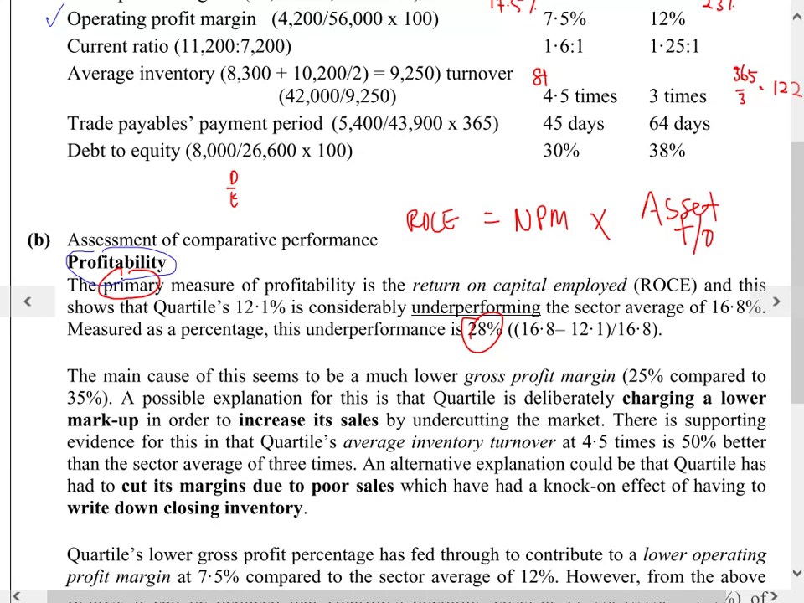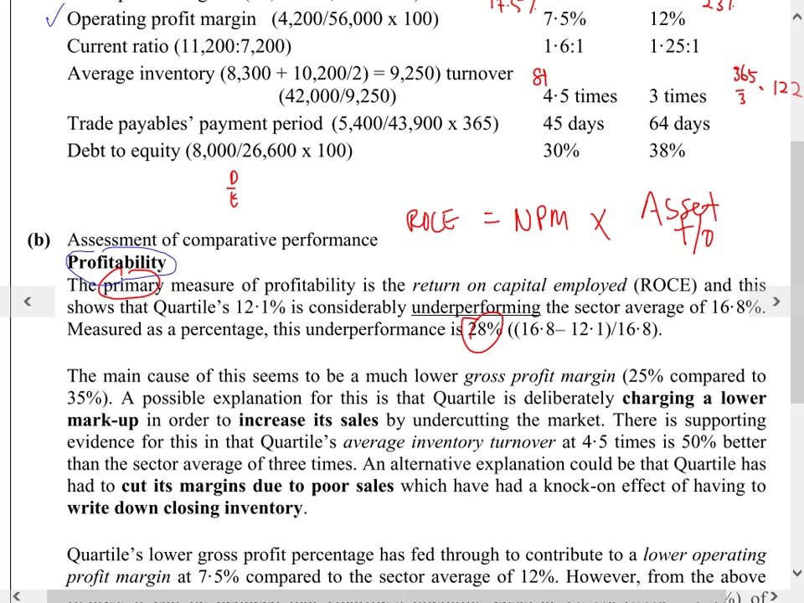So undercutting the market. And there's supporting evidence for this: average inventory turnover is 4.5. Then we try to link the ratio. 4.5 times means 81 days compared to the sector's 1 to 2. Yeah, our turnover is faster. Forget about whether it's 50% better or not. In this case, how do we get 50? 4.5 minus 3 is 1.5. So it's 50% faster than the industry average.